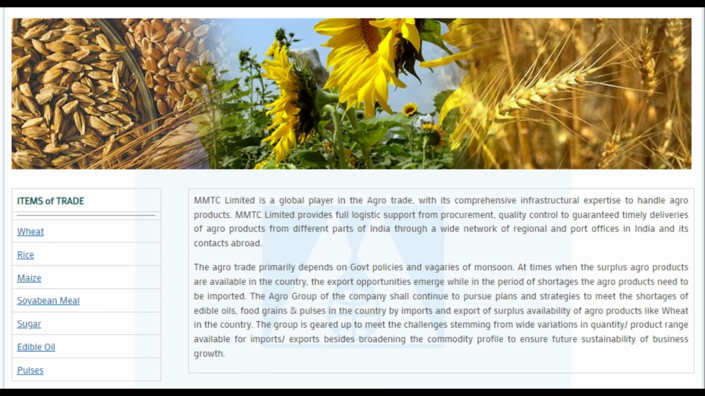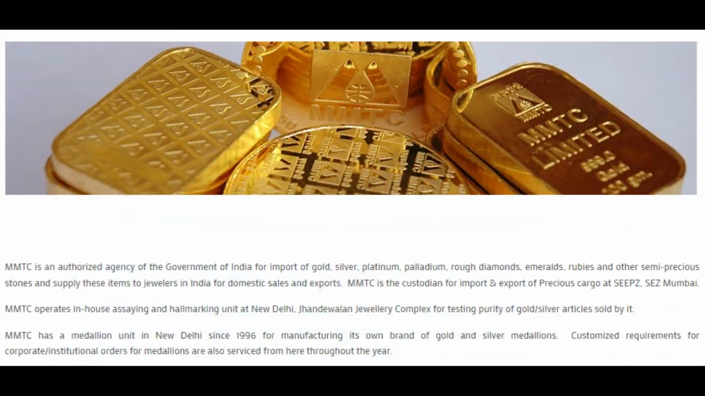The company has a vast international trade network spanning almost all countries across the globe. MMTC is the first public sector enterprise to be accorded the status of 5-star export house by the Government of India for its long-standing contribution to exports.